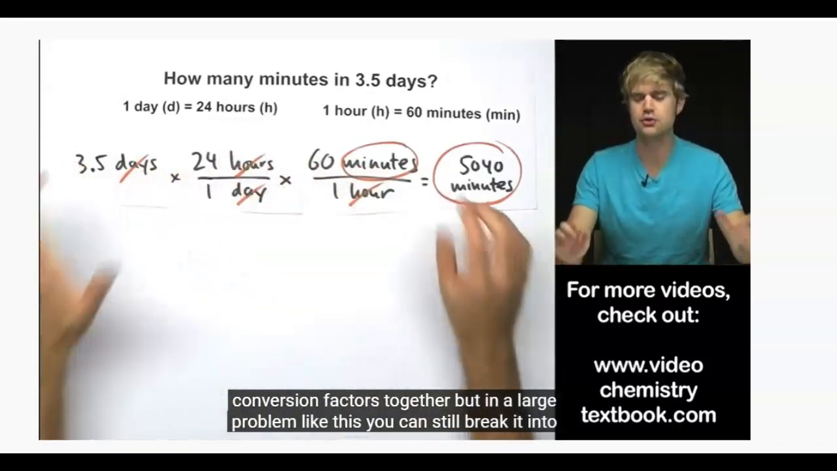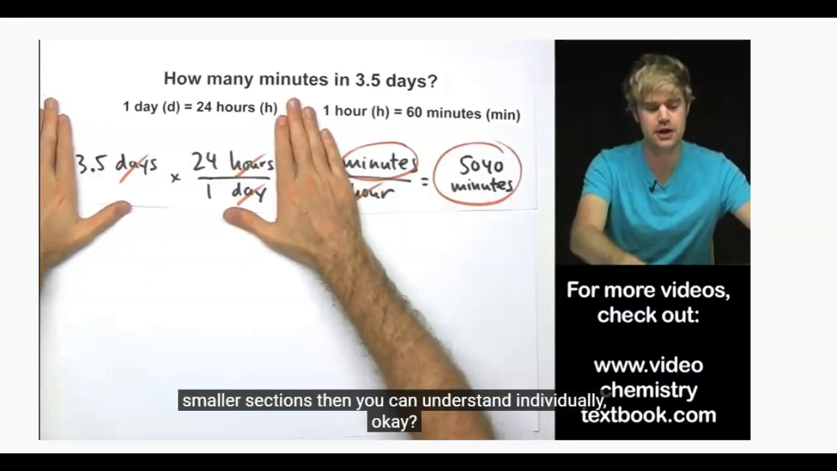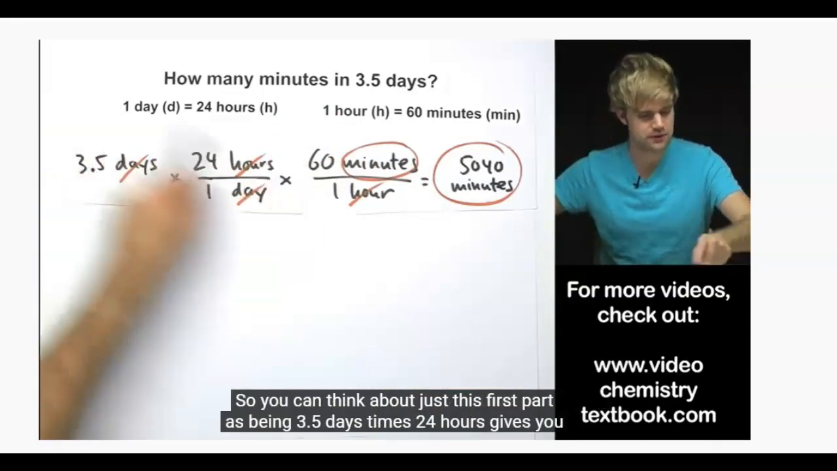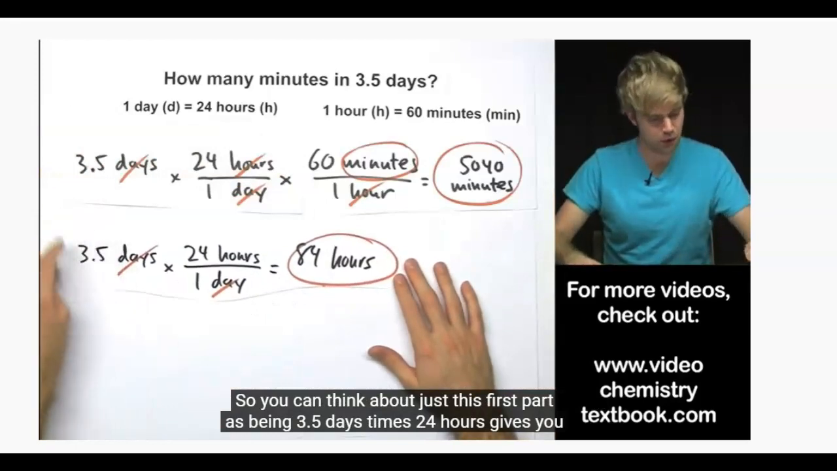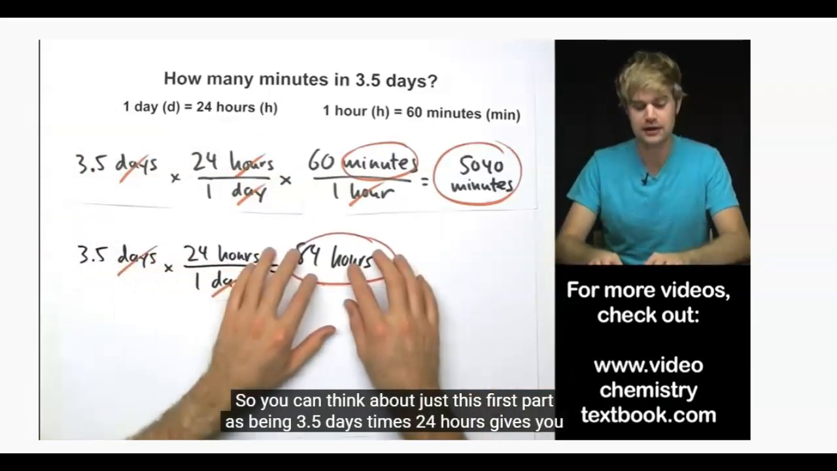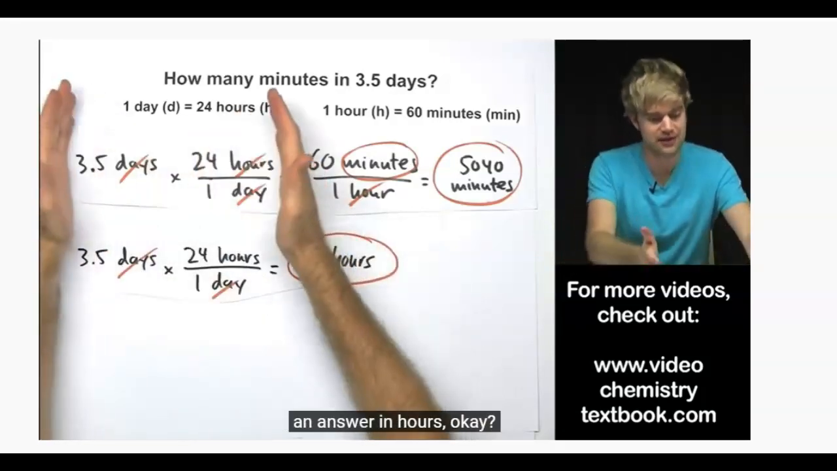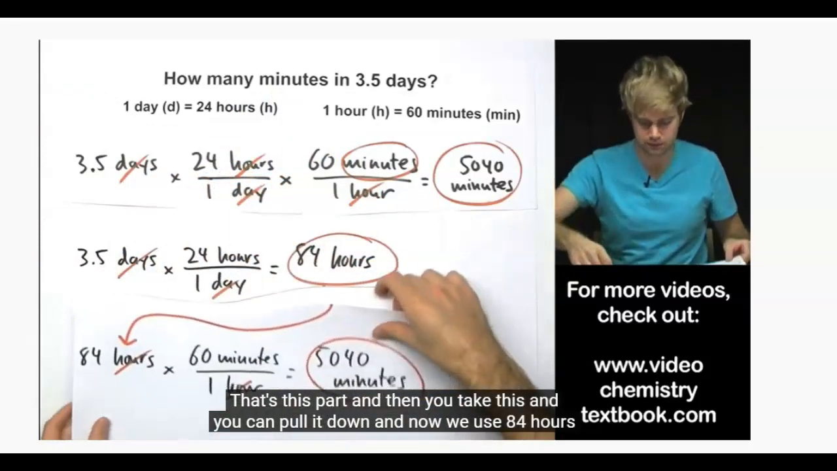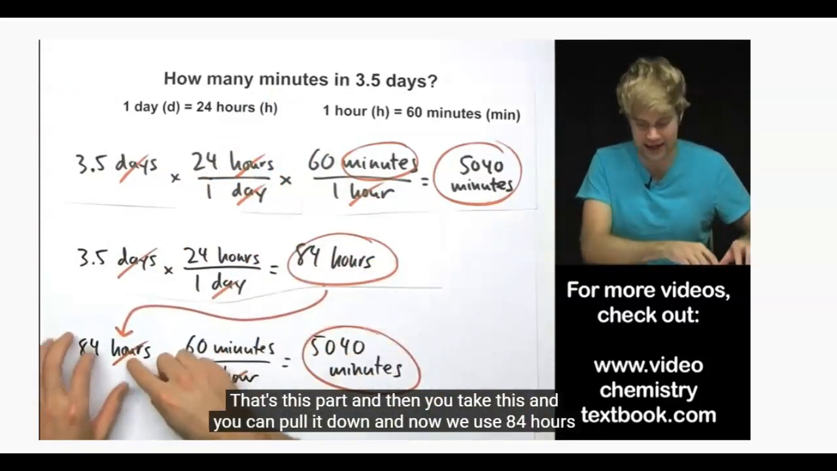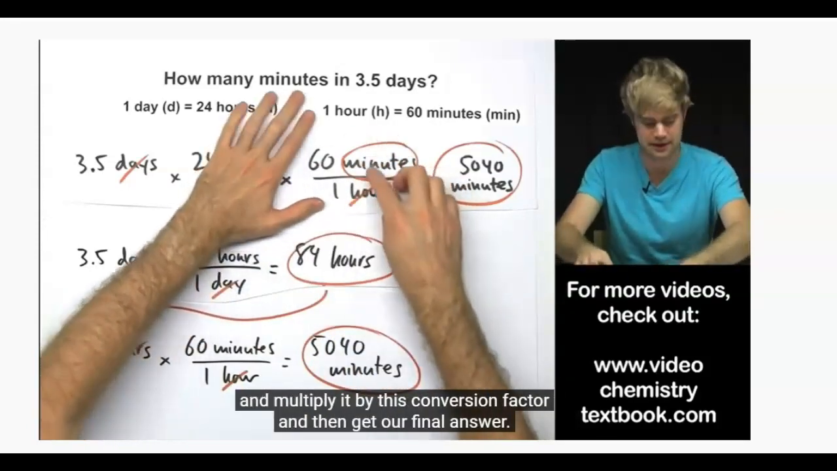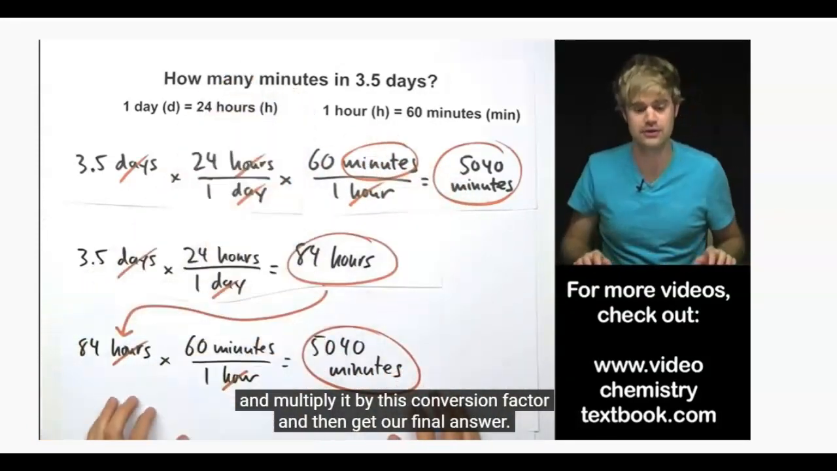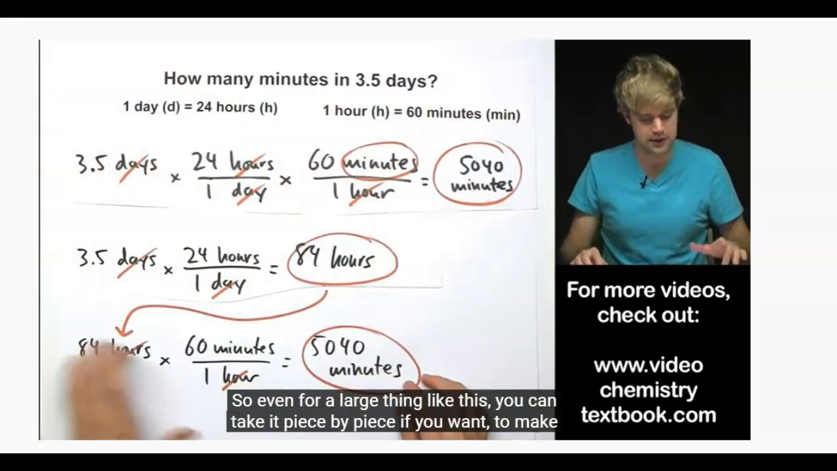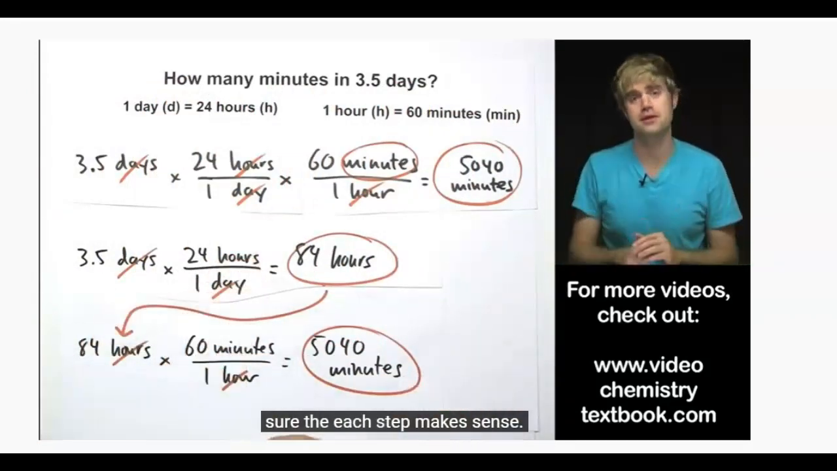But a large problem like this, you can still break it into smaller sections that you can understand individually. Okay? So you can think about just this first part as being 3.5 days times 24 hours gives you an answer in hours. That's this part. And then you take this and pull it down, and now we use 84 hours and multiply it by this conversion factor and get our final answer. So even for a large thing like this, you can take it piece by piece if you want to make sure that each step makes sense.